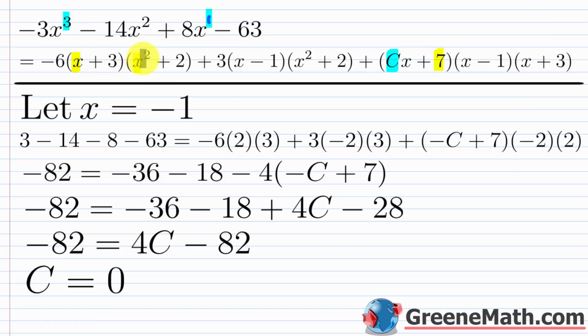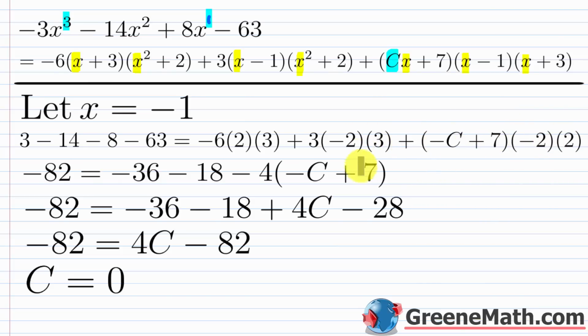And remember, you got to make sure that you wrap that in parentheses to square it, and then plug in a negative 1 there, and then there, and then there. Let me get rid of this highlighting. So there, and then there. So if you plug that in, you're going to get negative 6 times 2 times 3 plus 3 times negative 2 times 3 plus your negative c plus 7 times your negative 2 times 2.